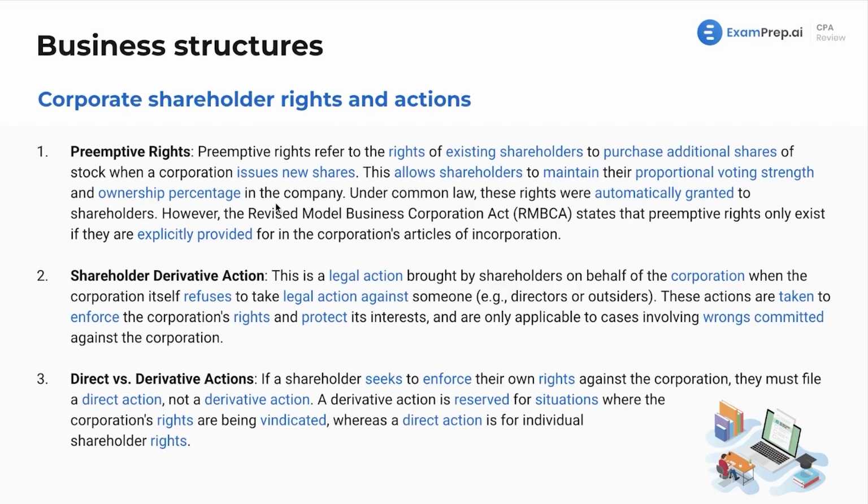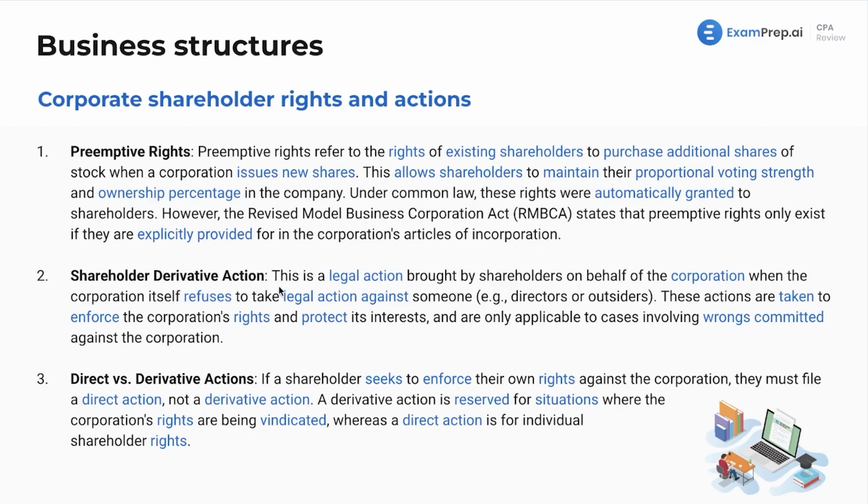Now, this, again, allows people to maintain their ownership percentages in a company, and doesn't allow the company to just print. It's kind of like money printing, right? Diluting, just creating a bunch of shares for the sake of kind of kicking someone out. Now, under common law, these rights were automatically granted to shareholders. However, under the RMBCA, which, again, don't really worry about that too much, this just has a lot of legislation about corporations, preemptive rights only exist if they are explicitly provided for in the corporation's articles of incorporation. So if you want to know if you have this right, it is going to be in the articles of incorporation. So not necessarily every company is going to have this right.